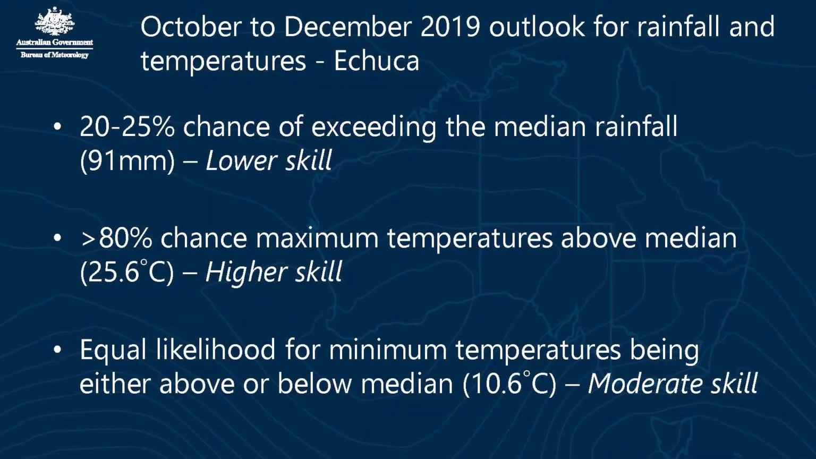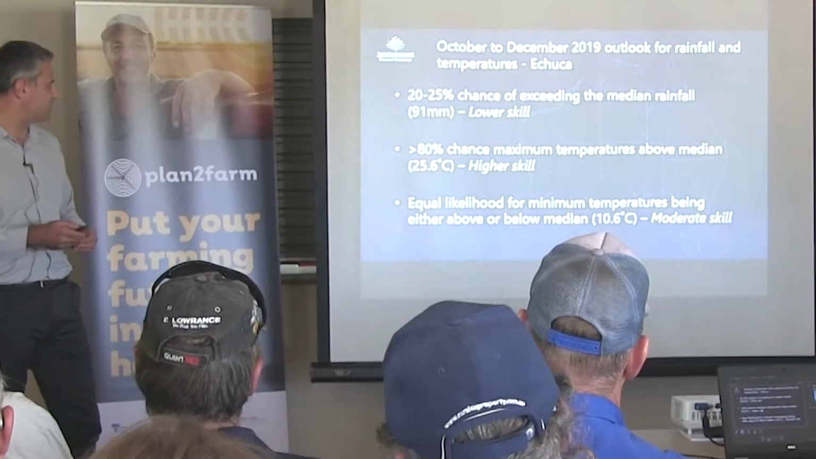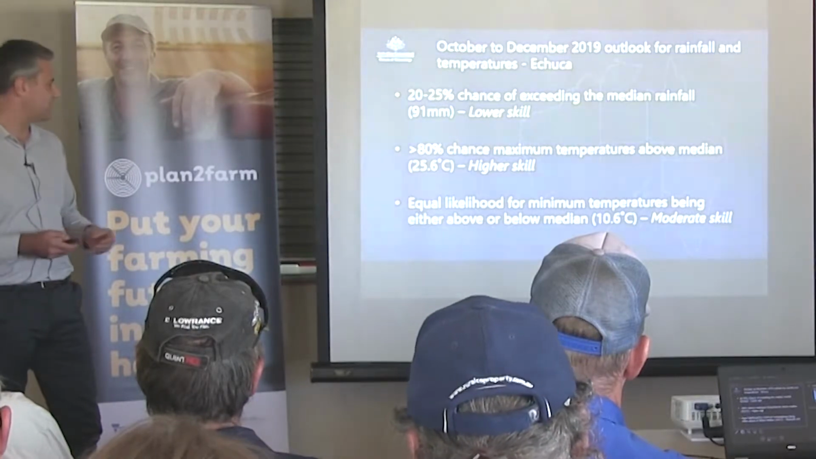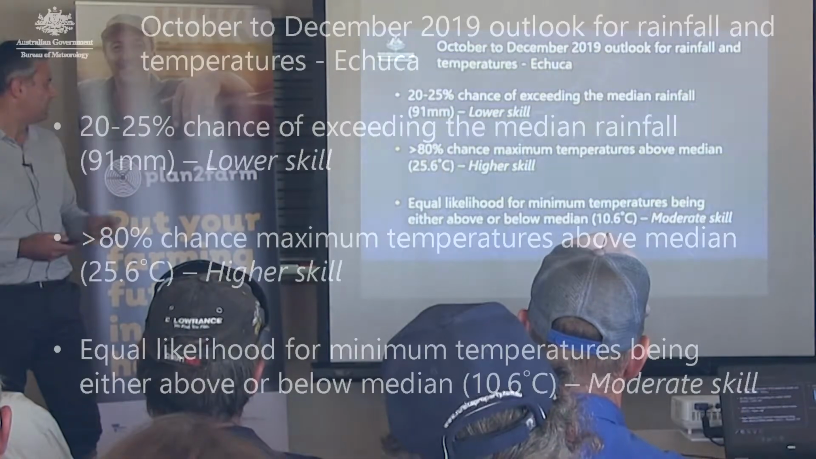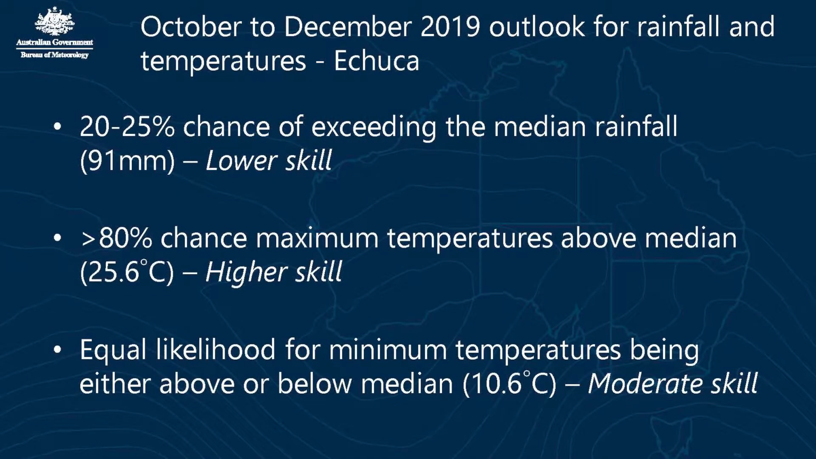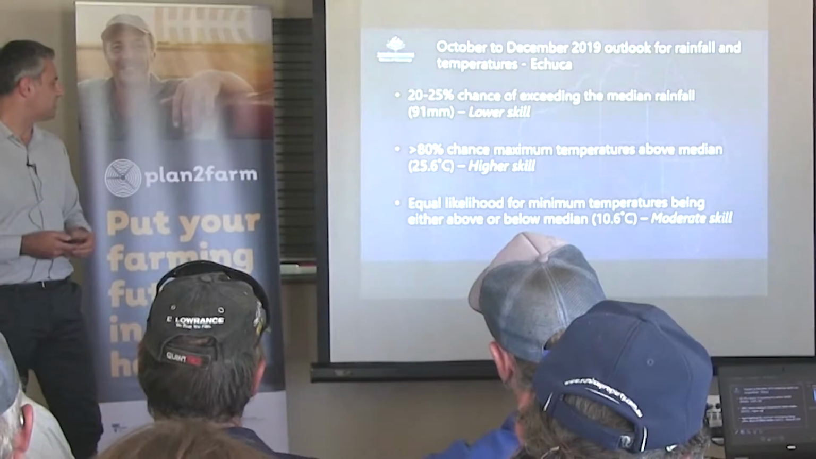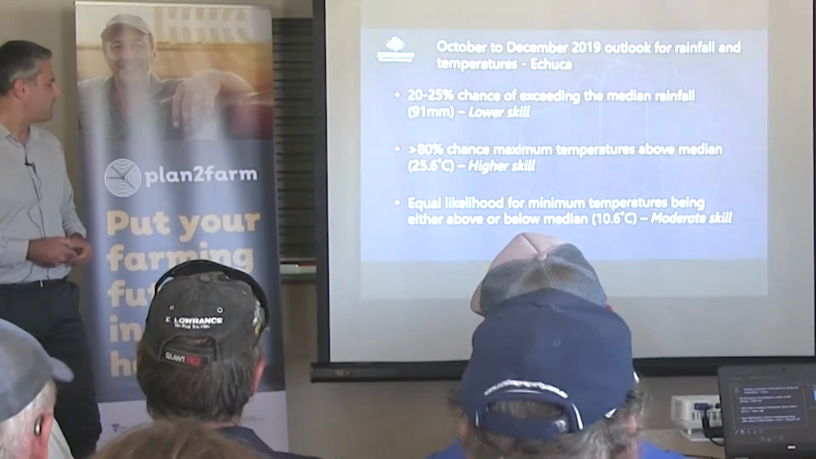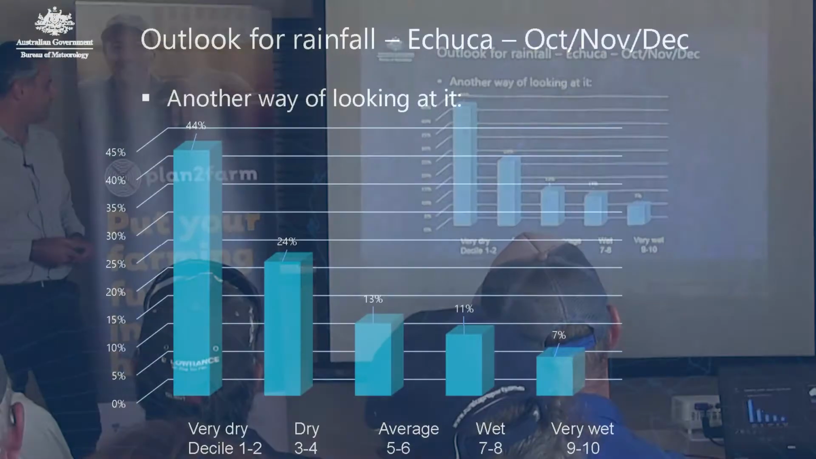So zooming into Echuca around the region, about a 20 to 25% chance of exceeding the median, which is 91 mils for that period. A little bit lower skill for this time of year for that particular outlook. For maximum temperatures, there's about an 80% chance of the maximum temperature exceeding 25, 26 degrees. There's pretty high skill where we've got a lot of confidence in that particular outlook, and as I mentioned, a bit of equal likelihood for minimum temperatures exceeding the median there. So that's the outlook in terms of numbers.